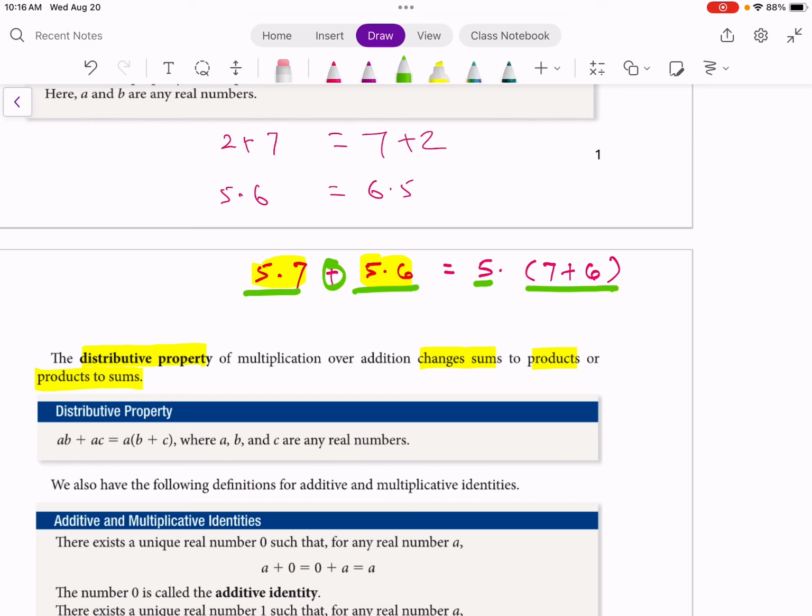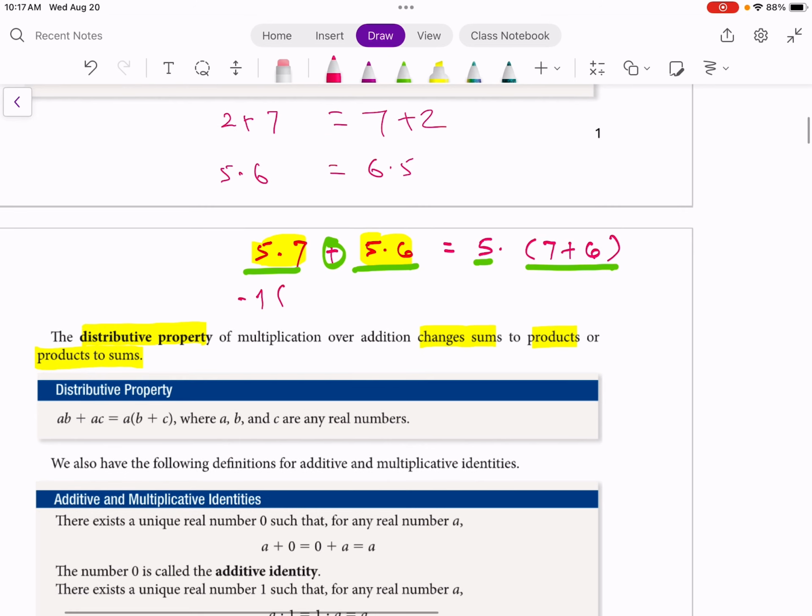Again, if we have a product of two numbers, we can write that as a sum of two numbers as well. For example, if we have -1 times (2 plus 3), here we have a product of -1 and 2 plus 3. We can rewrite this as a sum of two numbers. So we distribute: -1 times 2 plus -1 times 3. Here we have a sum of two numbers. Okay, so this is the distributive property.